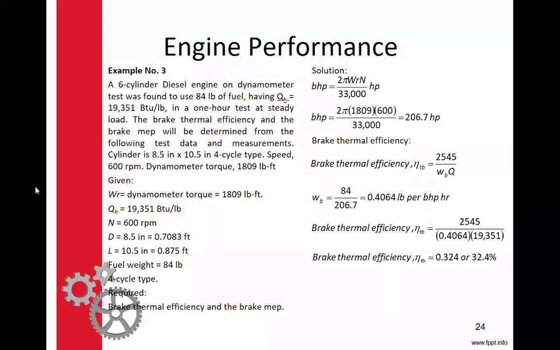So, let me just explain this. WR is the product of weight and the radius of the brake arm. Okay.